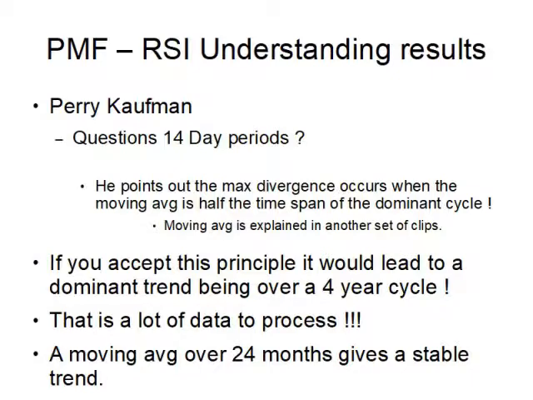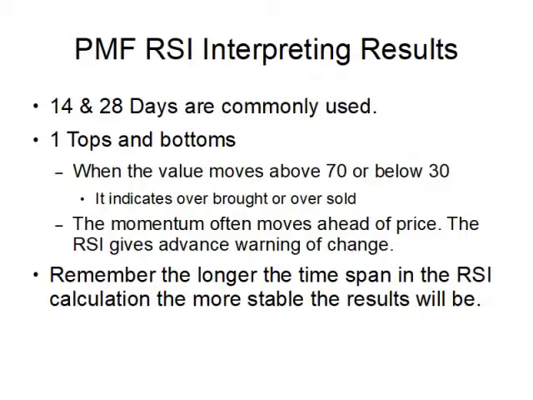You form your own opinion. If you accept this principle, it would lead to a dominant trend being over a 4-year cycle, which is a heck of a lot of data to process. And a moving average over a 24-month cycle does give a very stable trend, but do you really have that time in which you want to trade? It comes back to one of my previous clips of what type of trader do you want to be. Okay, often 14 and 28 days are probably the most commonly used in certainly the circles that I've mixed in.